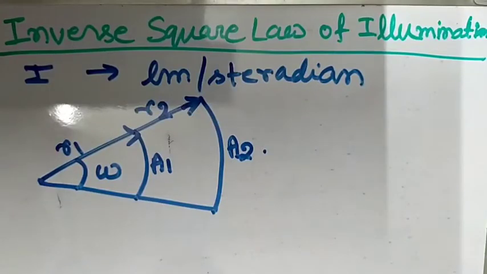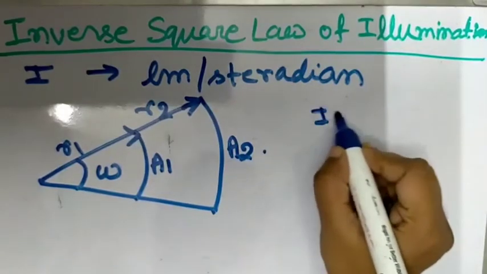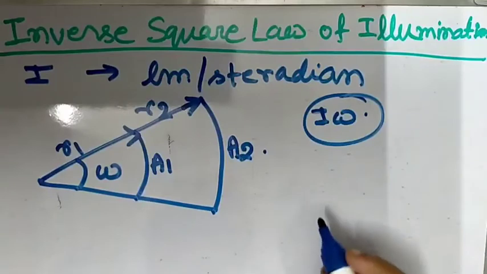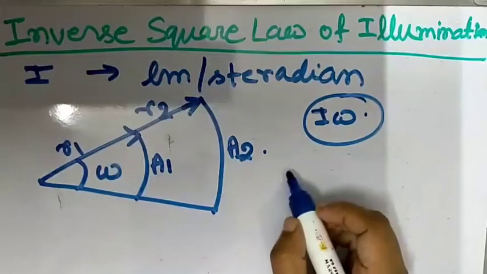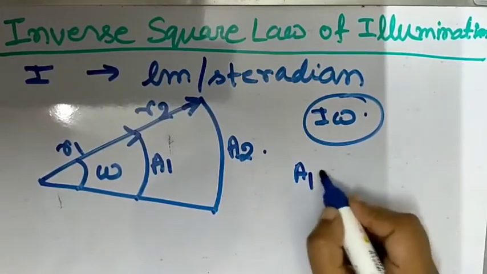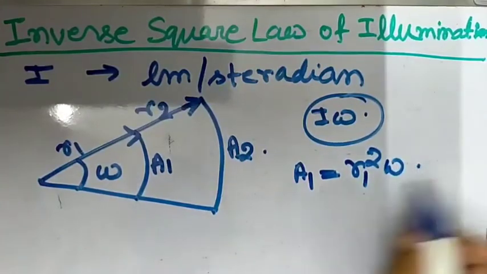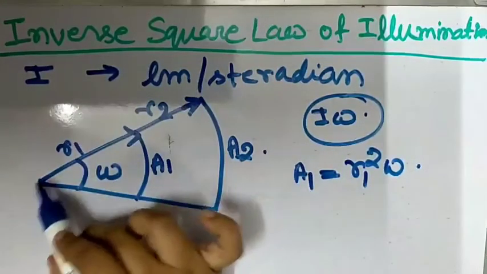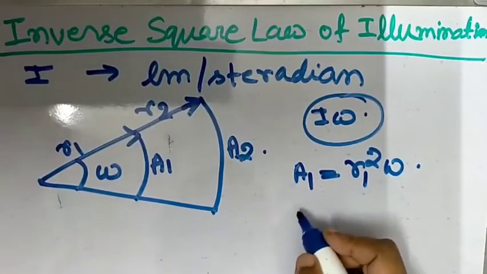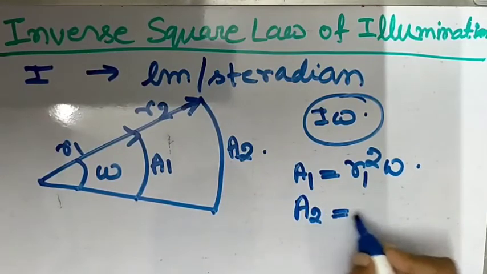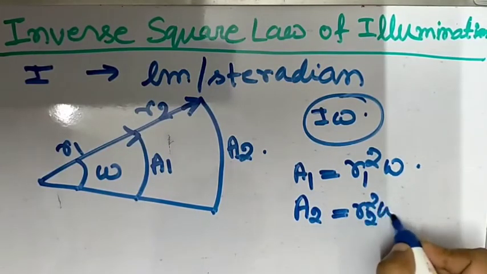Now the total light flux in omega steradian is equal to I omega. Now the area of the surface at a radius R1 is denoted by A1, so A1 is equal to R1 square into omega. Similarly, the area of the surface at radius R2 is denoted by A2, and A2 is equal to R2 square into omega.